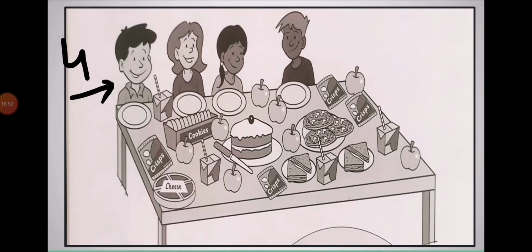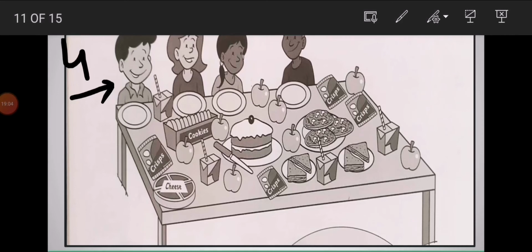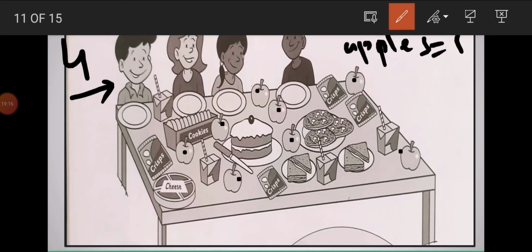And we have to find out how much each will get. We will divide all the things equally among them. So we will start one by one. First we check out the apples. How many apples are present here? First we count apples. 1, 2, 3, 4, 5, 6, 7, 8. Apples are 8. Let me write at the side. We have 8 apples here.